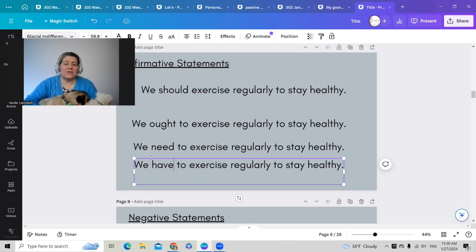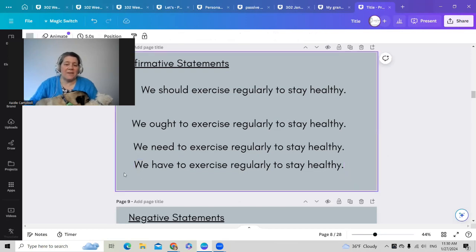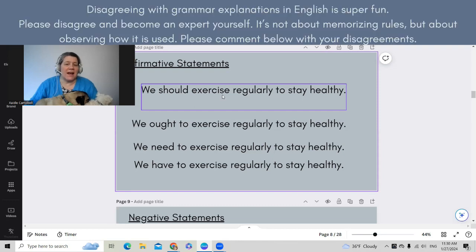We ought to exercise regularly to stay healthy. We need to exercise regularly to stay healthy. We have to exercise regularly to stay healthy. Notice should is the only one that doesn't have the word to before the word exercise. That's because it's the modal. Modals are not followed by infinitives like to exercise. They're followed by the base verb. Okay?